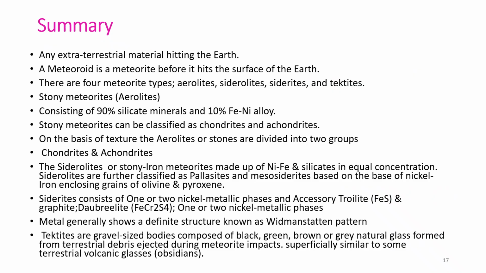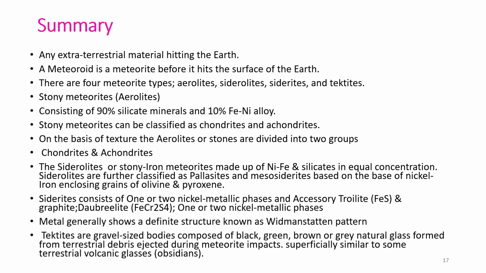Coming to the summary, any extraterrestrial material hitting the earth is known as a meteorite, and a meteoroid is a meteorite before it hits the surface of the earth. There are four meteorite types known as aerolites, siderolites, siderites, and tektites. Stony meteorites, also known as aerolites, consist of 90% silicate minerals and 10% iron-nickel alloy. On the basis of texture, aerolites or stones are divided into two groups: chondrites and achondrites.